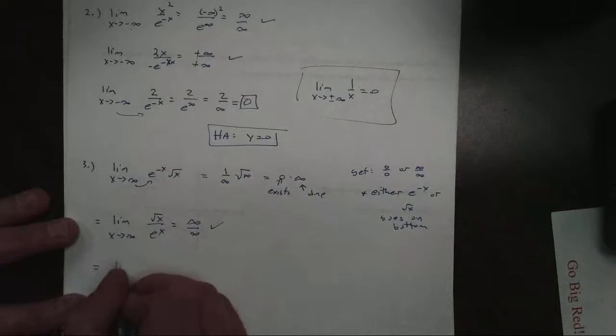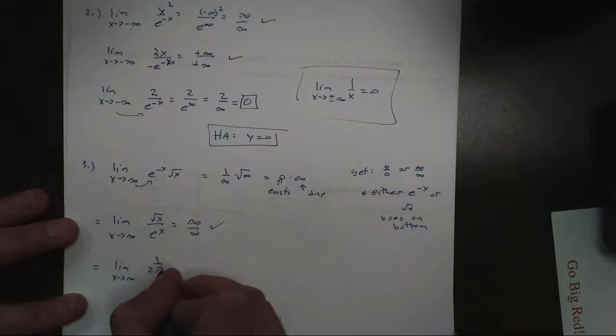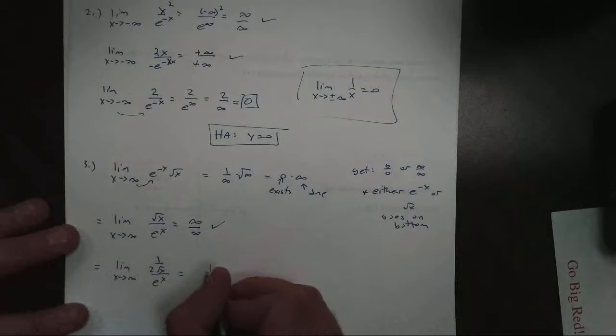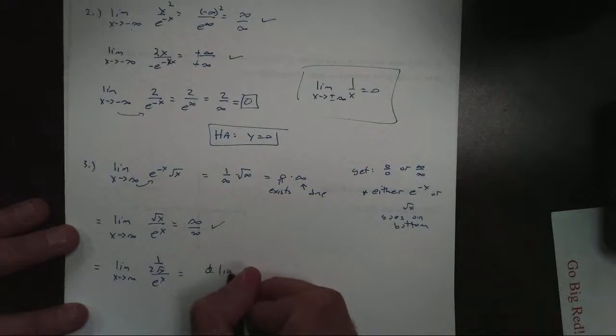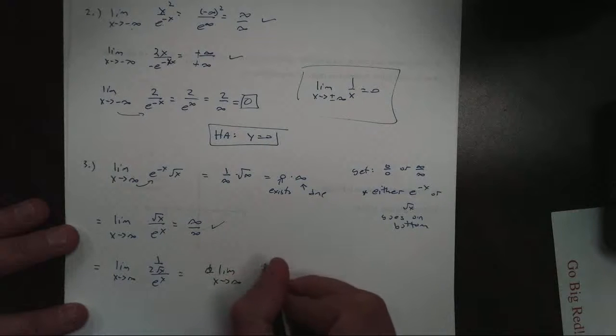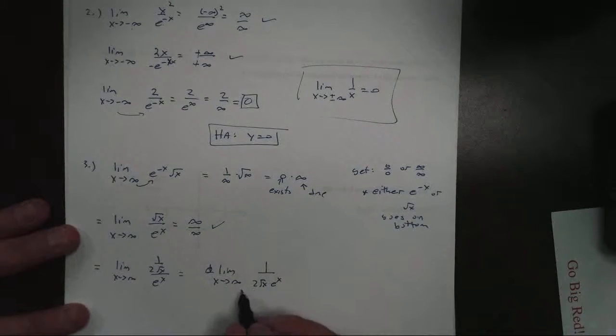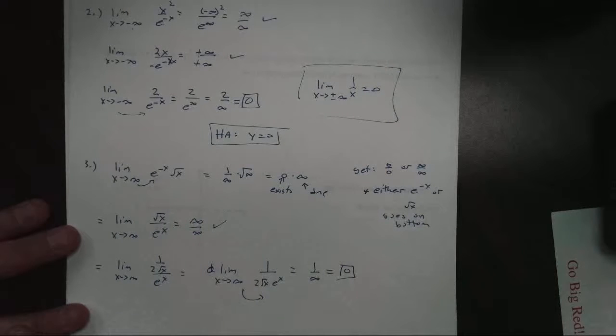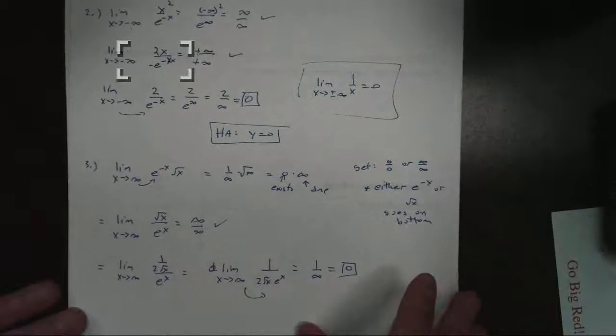So what does L'Hopital say to do? Take the derivative of the top, which is easy, 1 over 2 square root of x, divided by the derivative of the bottom. I'm going to rewrite that. That looks kind of weird. This becomes then the limit as x goes to infinity, 1 over 2 root x e to the x. And again, now if I plug it in, I just get 1 over infinity, which we already know is 0. Very easy to do.